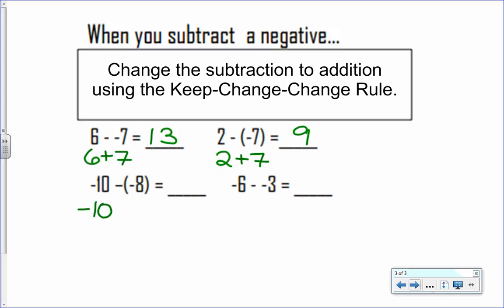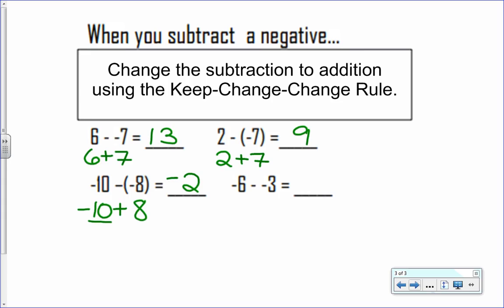Negative 10 minus negative 8. Change the minus to a plus, and negative 8 becomes 8. And then I follow the rules for addition. Negative 10 plus 8, I have different signs, so I subtract them. 10 minus 8 is 2. Negative 10 is farther from 0, so the answer is negative 2.